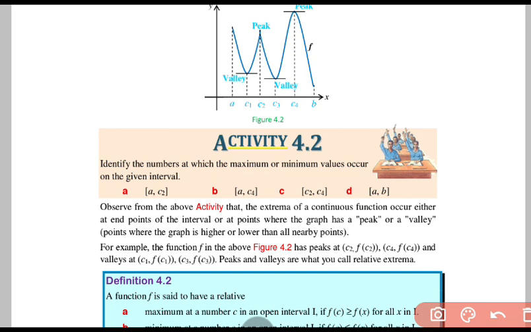Because A is here, B is here, up to here. On C1 there is a value, or minimum value. On C2 there is a peak. We call it what? Maximum value. There is a value on C3. We call it minimum value. And there is a peak also. On what?